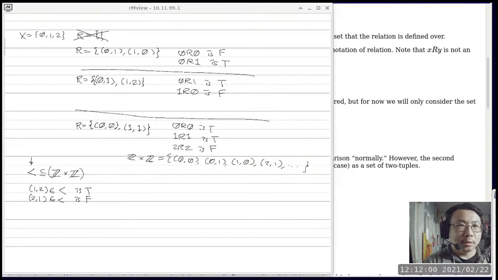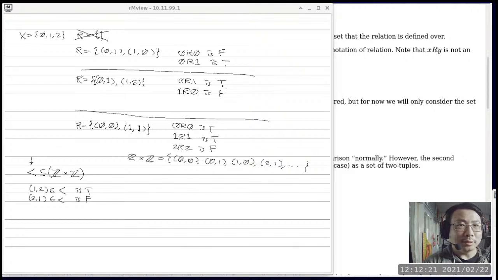Oh, okay. So your question is, why is 2, 1 not an element of the subset of less than as a set? Yes. Well, because 2 is not less than 1.